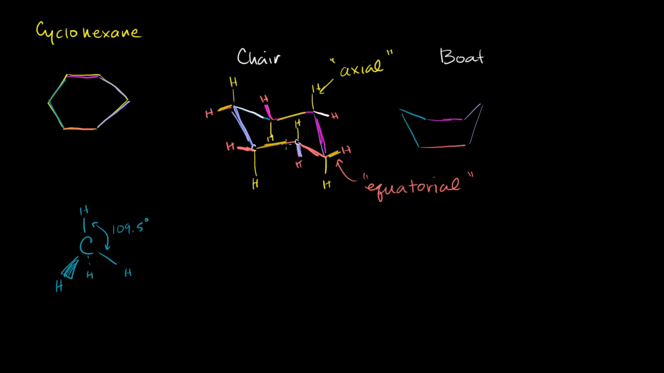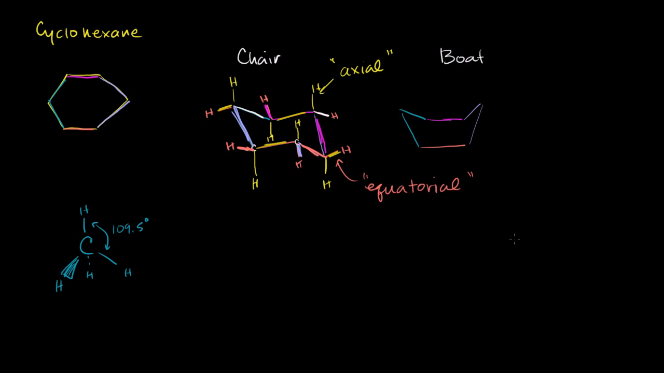So the ones that are parallel to some part of the ring we're calling equatorial. And the ones that kind of jump out of the ring, that aren't parallel to any other part of the ring, we're calling those axial. And the way I've drawn it here, the axials are the ones that point straight up and point straight down. We can do the same thing on a boat configuration.